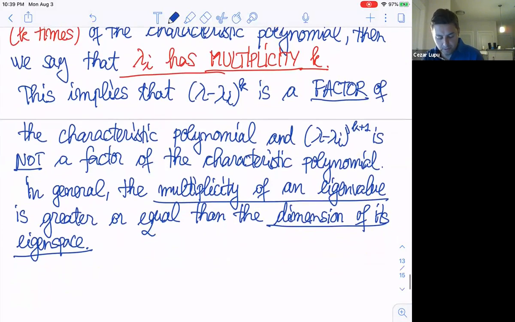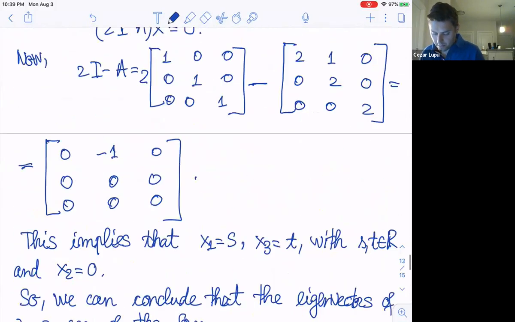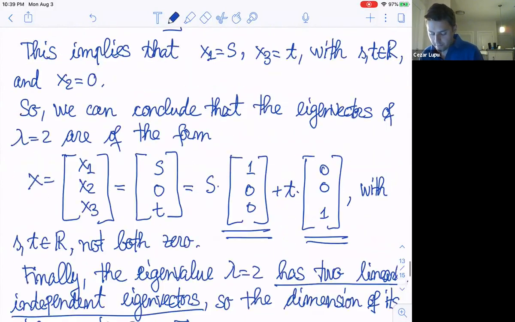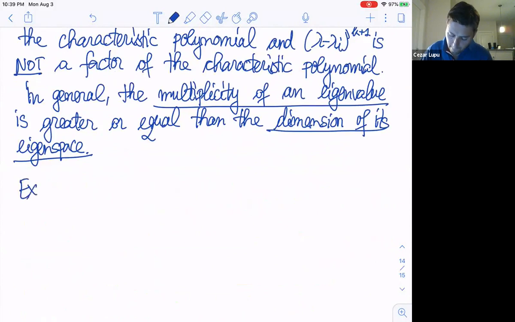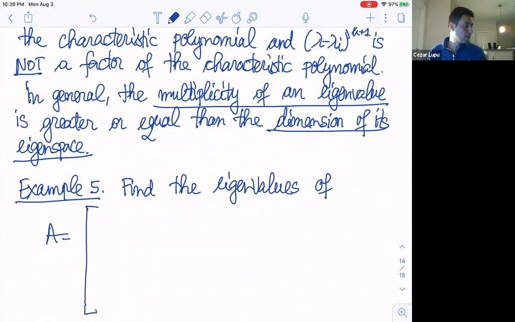Now let's go even a bit further and have another example. Example number, I'm not good with numbers. This was 4. Now let's see number 5. Example number 5. Again, we want to find the eigenvalues of, and this time I'm going to pick a 5 by 5 matrix. Oh my goodness. Let me see.